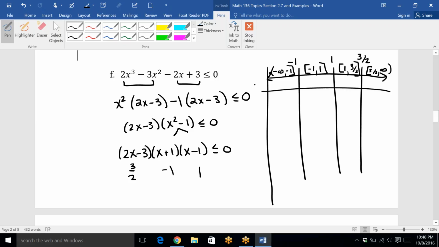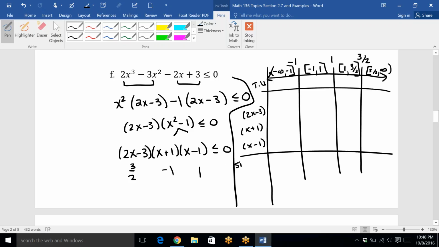We have to pick a test value, or TV, for each, and then each of the three factors needs to be represented in our chart. So 2x minus 3, x plus 1, x minus 1. Separate this from my work. And then we're looking for an overall sign of less than or equal to 0. So we want negatives as our final result.